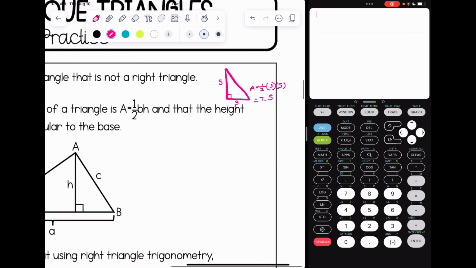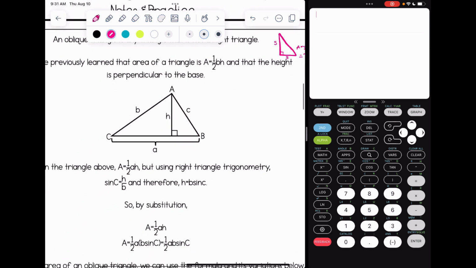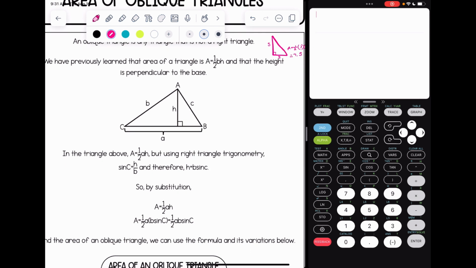But what about when it's not a right triangle? We need another way to calculate the area. Let's take a look at triangle ABC, the big triangle in this picture. If I wanted to find its area, I would do area equals 1/2 base times height. The base is A, the height is H. But if that height wasn't there, we'd need a way to actually find it and draw it in.